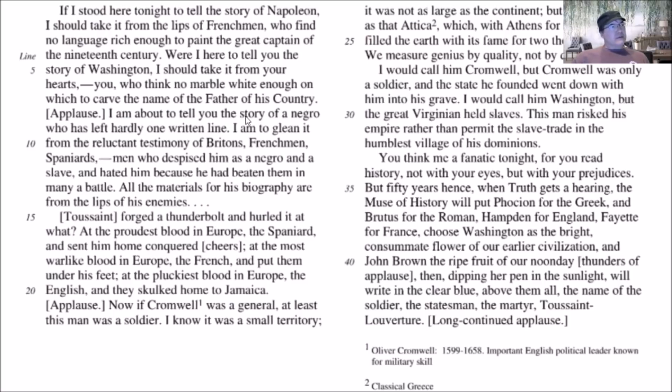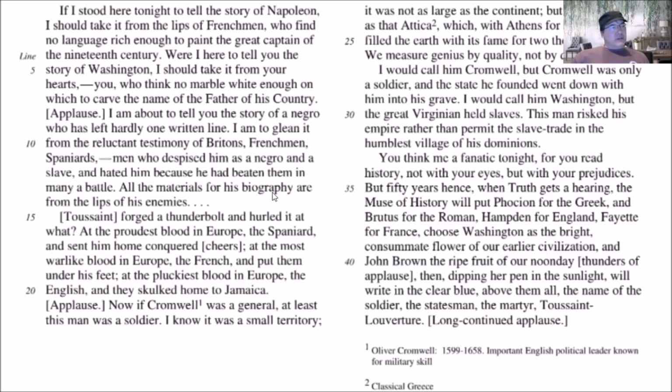So then he says, "I'm about to tell you the story of a Negro who has left hardly one line." So that's a contrast to all the stuff that's been written on Napoleon and Washington. "I'm to glean it from the reluctant testimony of Britons, Frenchmen, Spaniards, men who despised him as a Negro and a slave and hated him because he had beaten them in many a battle." So he's already starting to paint Toussaint as someone who is in some ways better than those he's just mentioned. But he's just setting it up, and he's not going that far yet.